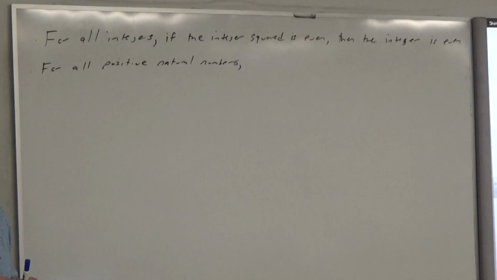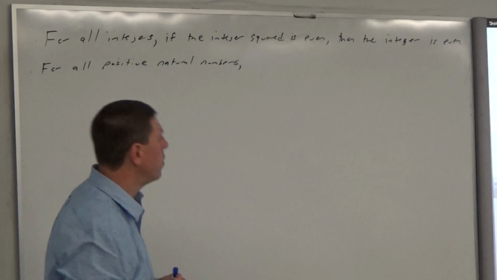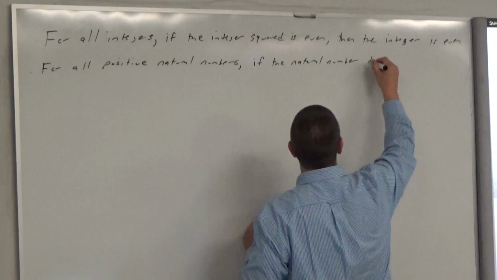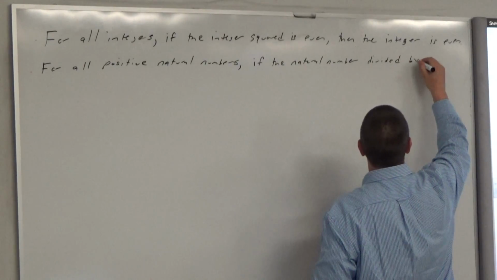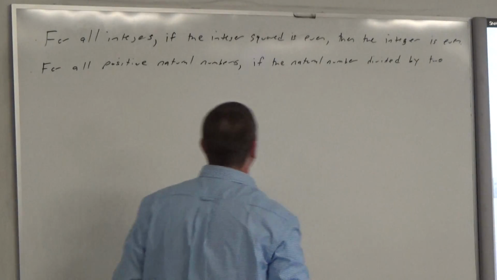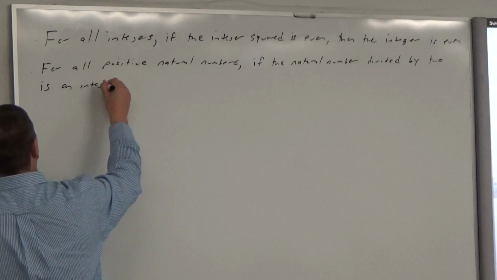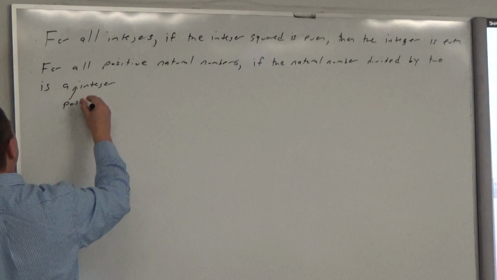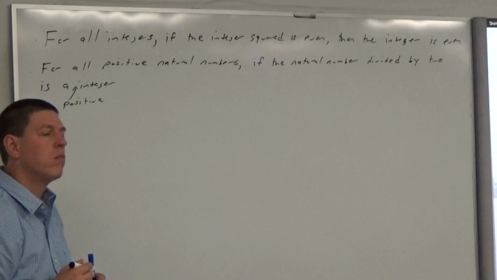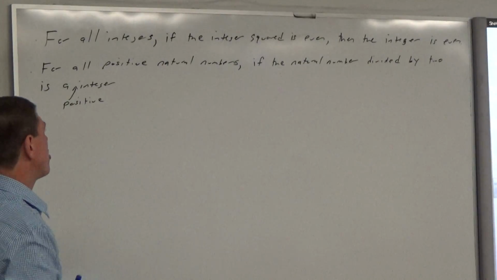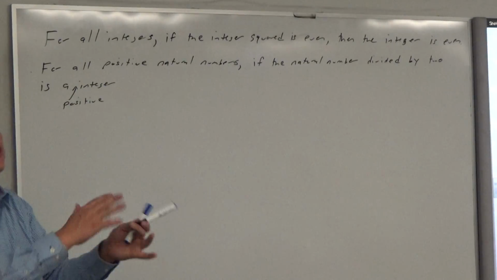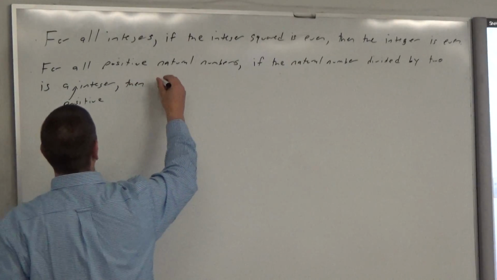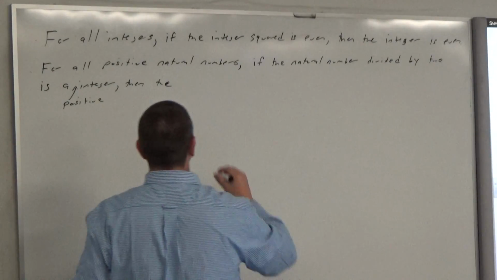then what? How do I write the rest of that? If the natural number divided by 2, or half the natural number, is an integer. Sorry, I forgot that there was a plus up there. Is a positive integer. Then the natural number must be even. We could just say the natural number, that's fine, because we defined it to be all positive natural numbers, so we already know we're only dealing with those initially, okay? So, if the natural number divided by 2 is a positive integer, then the natural number must be even.